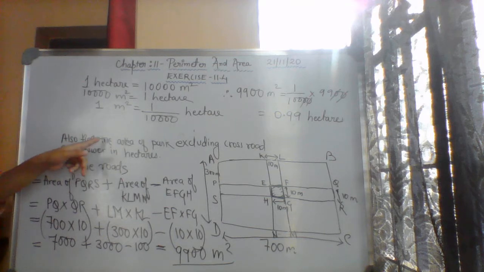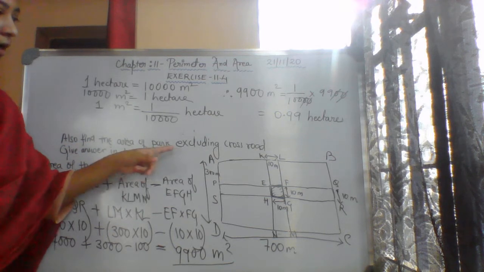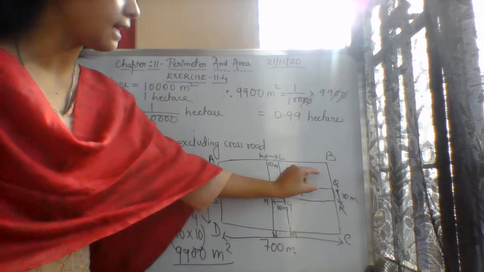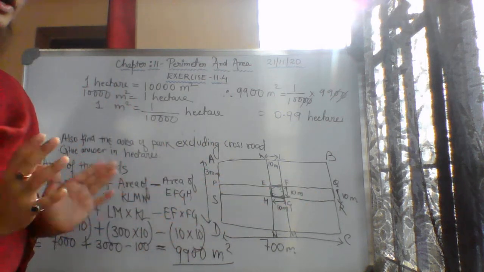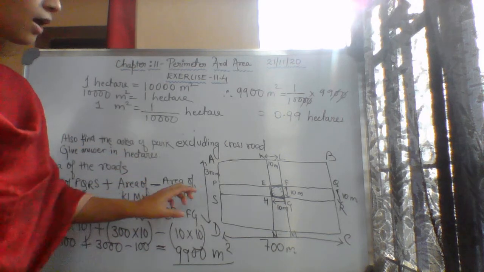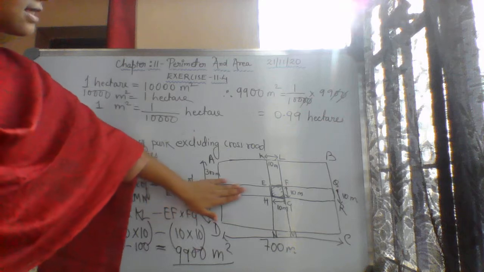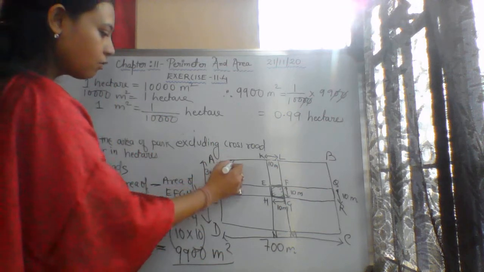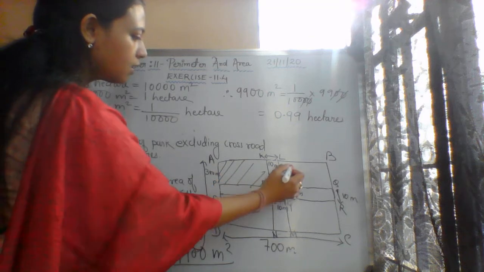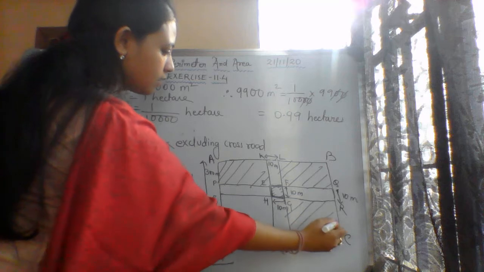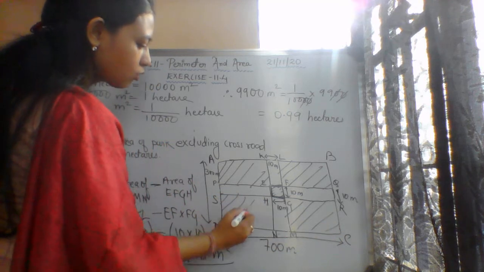Also find the area of park excluding crossroad. Excluding means we are not going to include. Opposite of include is exclude. Okay, we are not going to consider those roads. So whatever is left, that part's area we are going to find out. This part plus this part plus this part. Only the road part we are not going to consider.